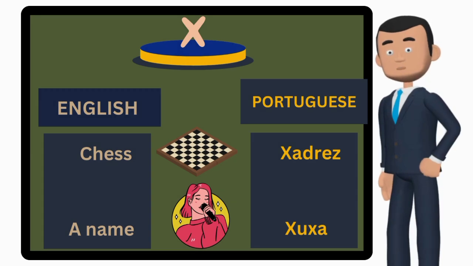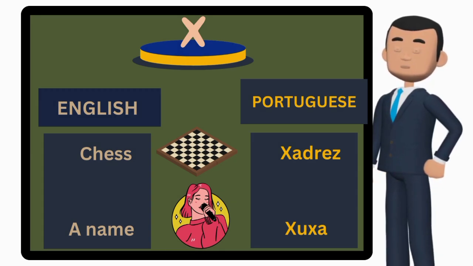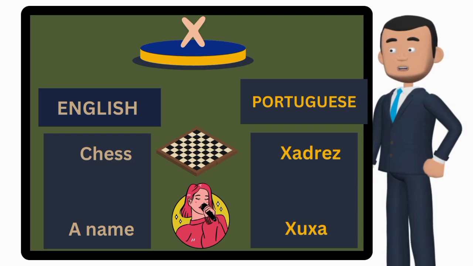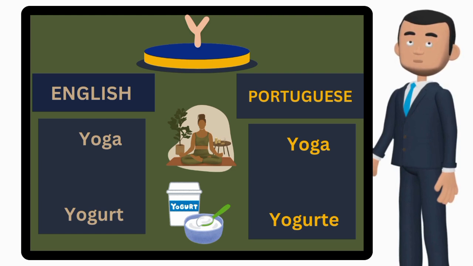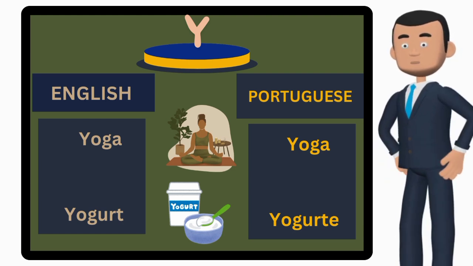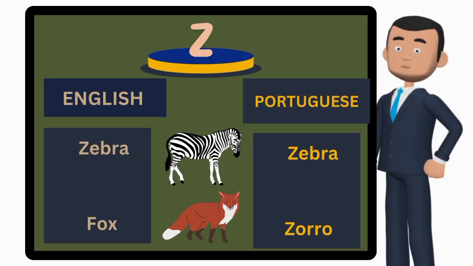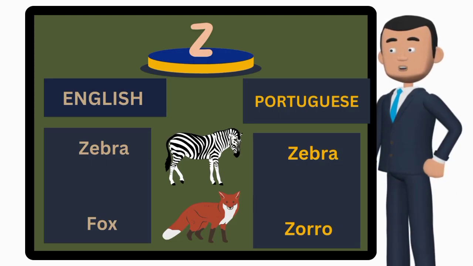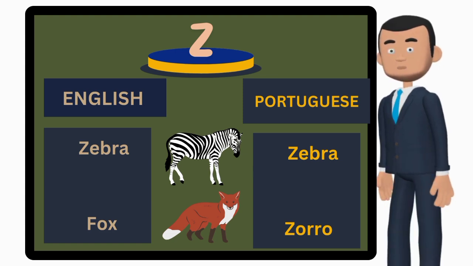X. Example: xadrez, chess. Y. Example: yoga, yoga; iogurte, yogurt. Z. Example: zebra, zebra. These examples should help in familiarizing viewers with common Portuguese words and their English meanings.